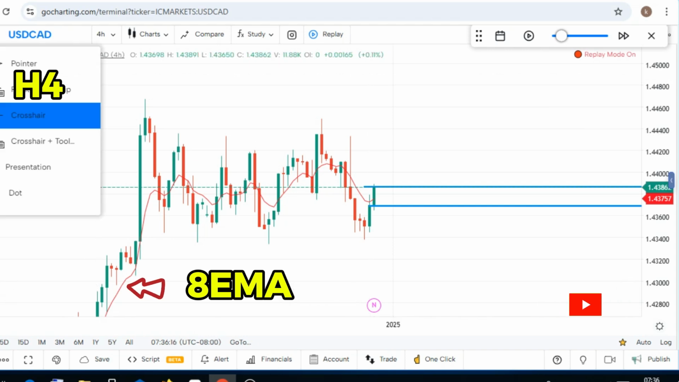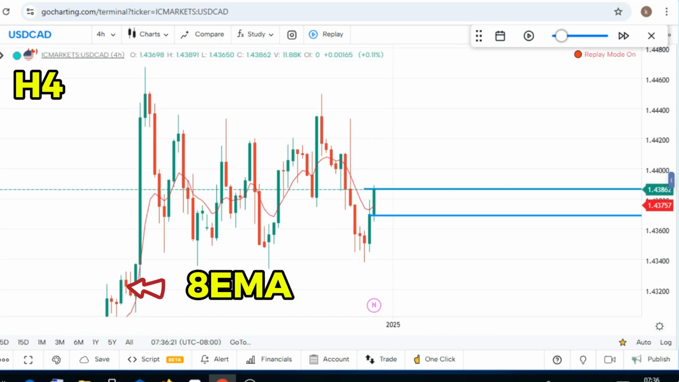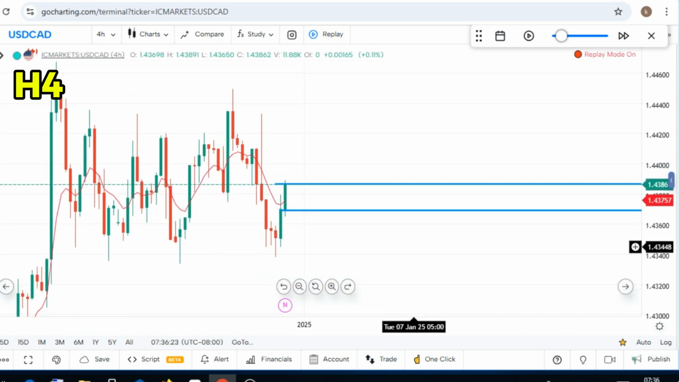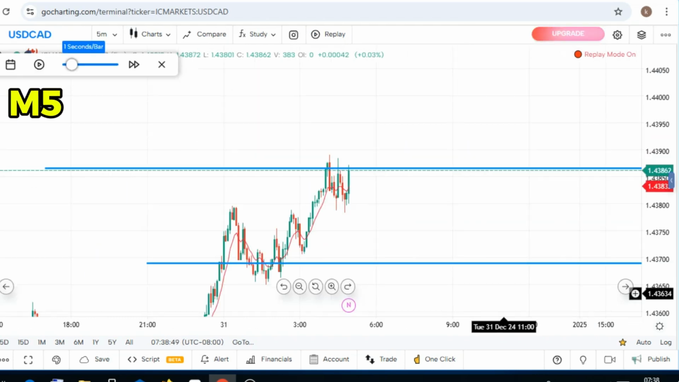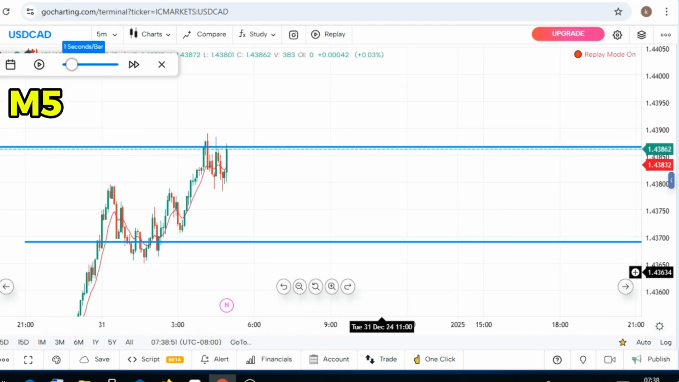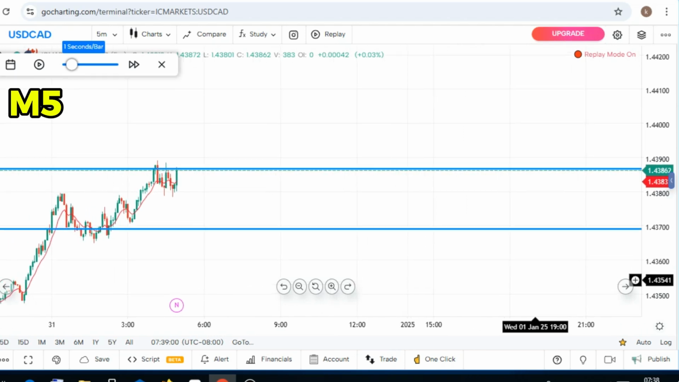So after marking the open and the close of our 4-hour candle, we shall then flip to a lower time frame, which in this case will be a 5-minute time frame. On this chart, we shall be waiting for prices to pull back and give us some kind of a bullish pattern. But remember, prices must be above the 8 exponential moving average when we enter any trade. Guys, those are the simple rules you need to start making serious money from the market.